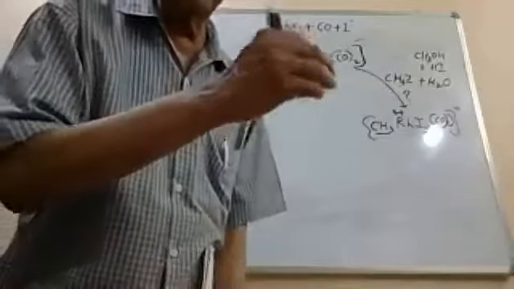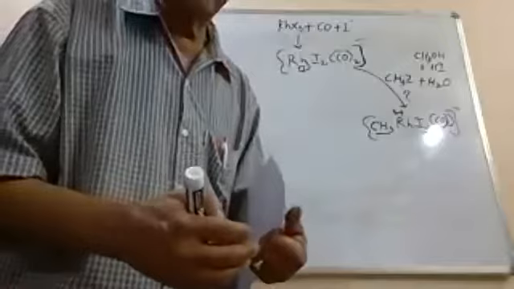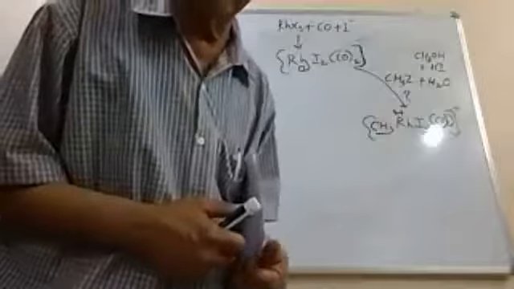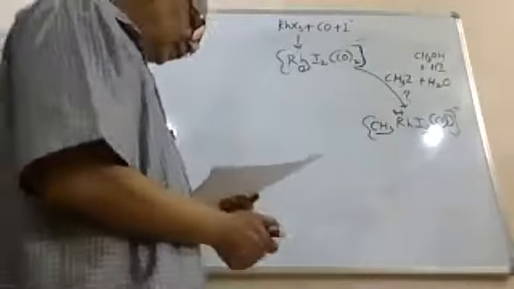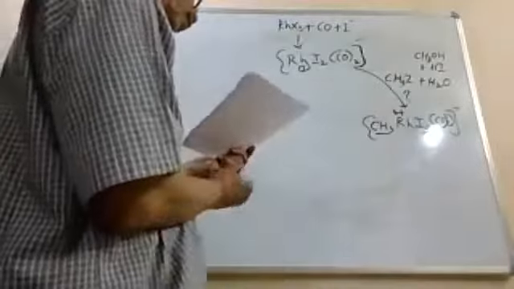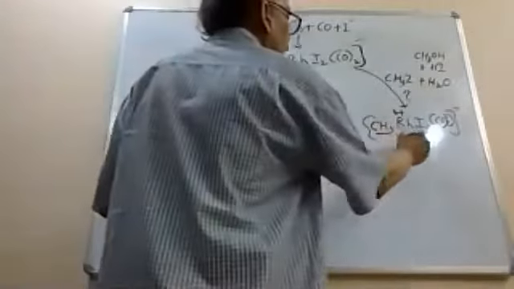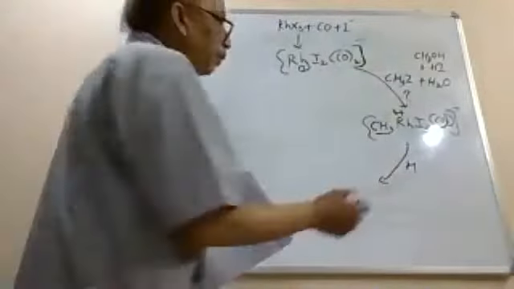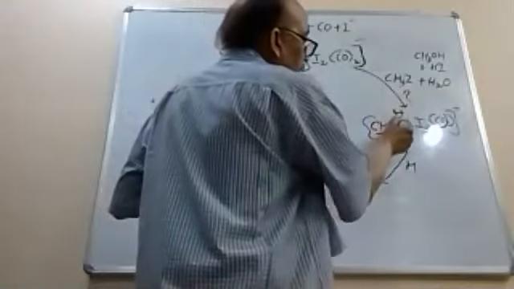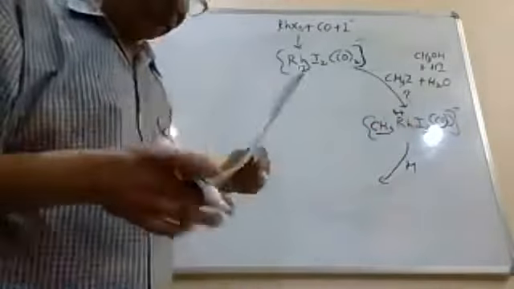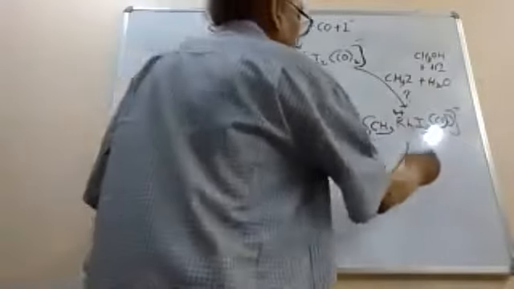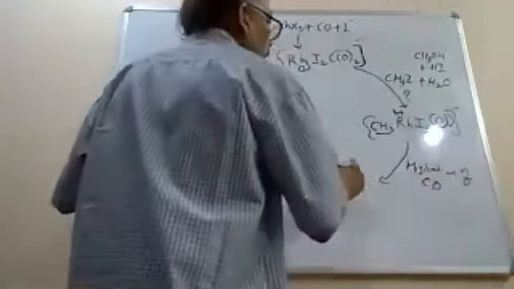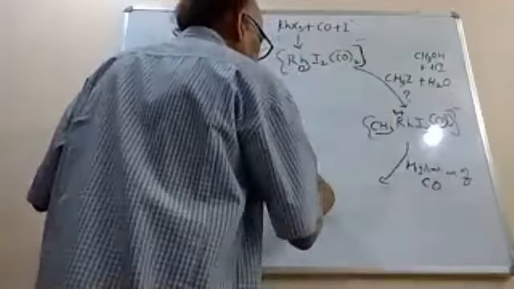The reason I'm going slow is you have to appreciate every single process and see how beautifully this complex turns the methanol and carbon monoxide to acetic acid so effortlessly. So the next step, one of the carbonyl ligands here gets migrated and gets inserted between the rhodium and the methyl group. So this is a migration process, migration of CO.